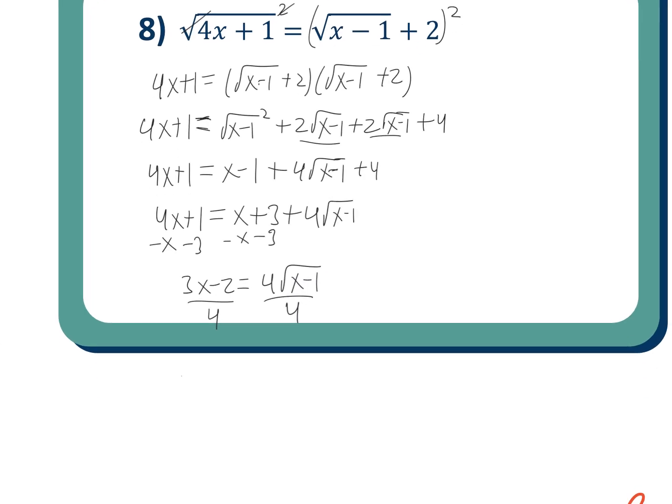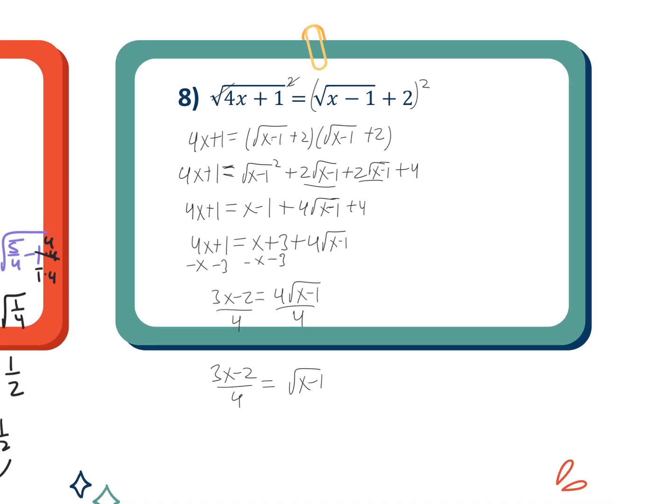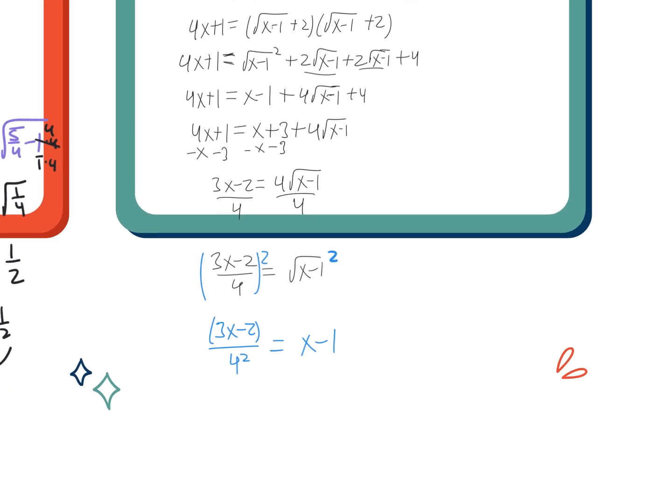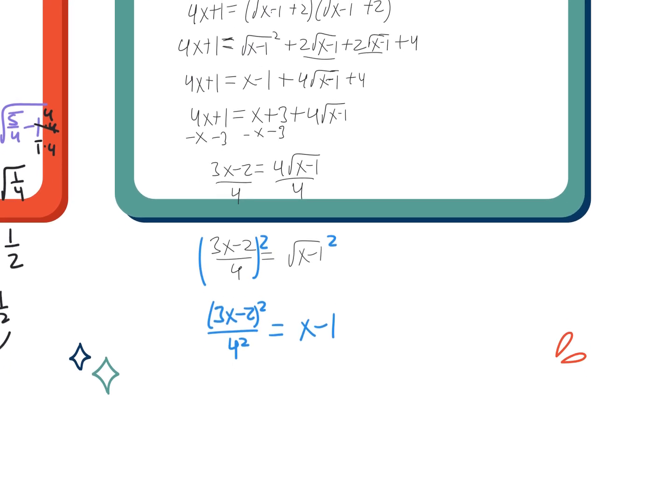And then so I get 3x minus 2 over 4 equals the square root of x minus 1. All right, and then just like before, I can square both sides of this. And so I end up with (3x minus 2 over 4) squared equals x minus 1. All right. And then we can square the top. You can FOIL it off to the side if you need to.